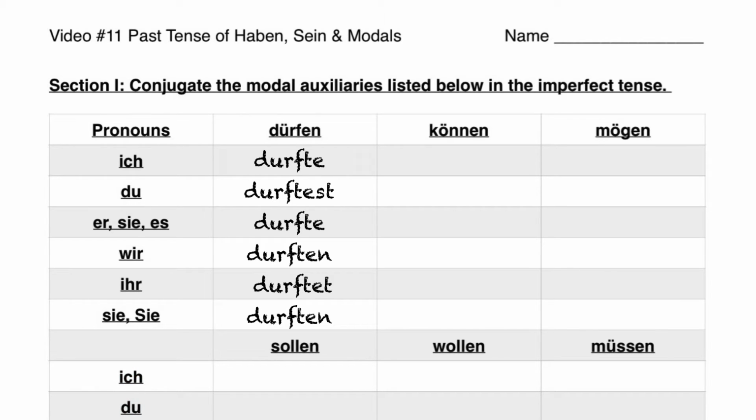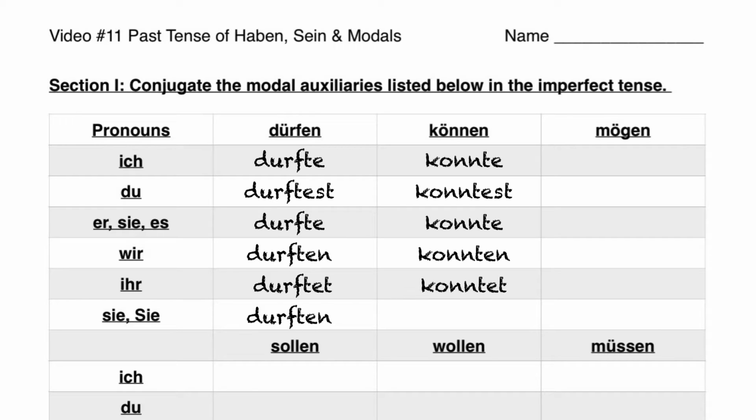Können loses its umlaut and becomes ich konnte, du konntest, sie es konnte, wir konnten, ihr konntet, sie konnten.